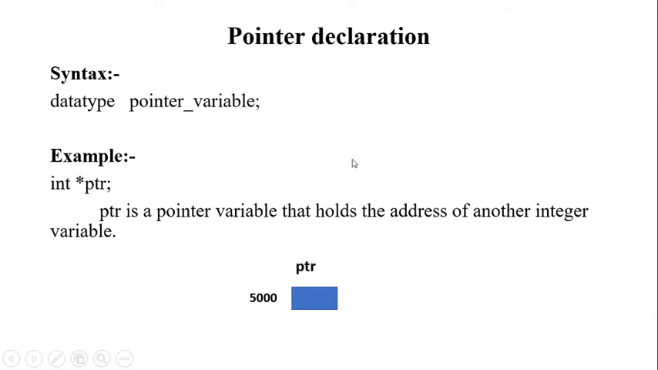So ptr is a pointer variable that holds the address of another integer variable. Here you can see that if the compiler is executing this line of statement, then the memory will be allocated like this. ptr is a name for this particular memory location and the address of this ptr is 5000.